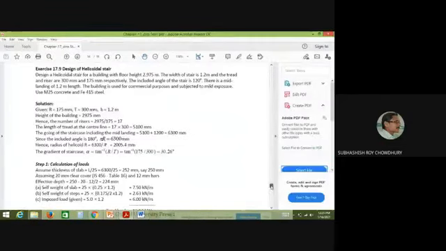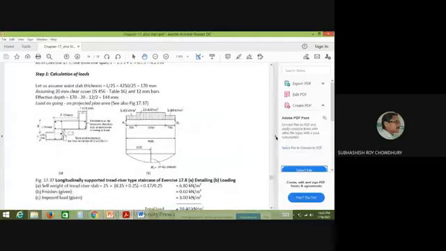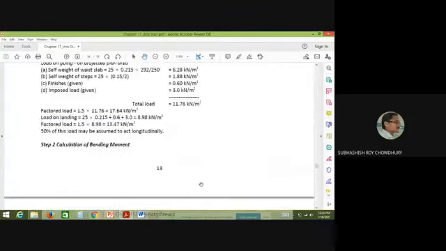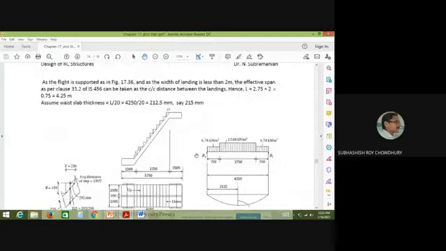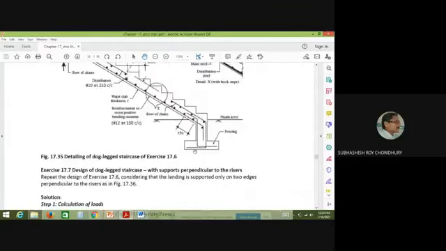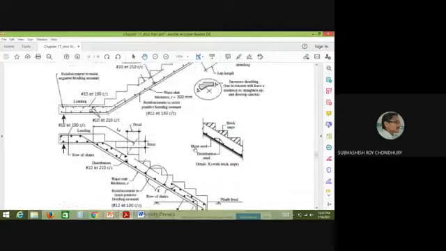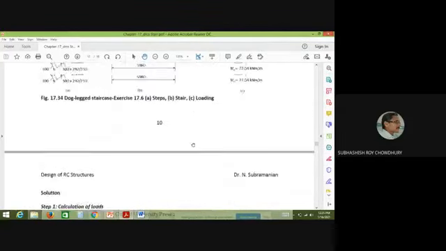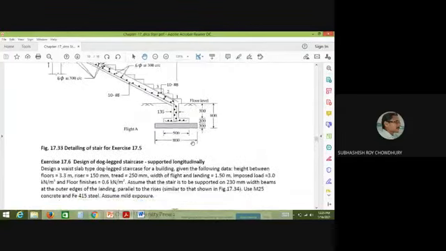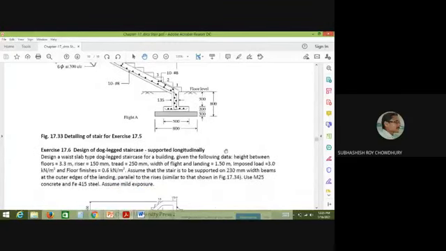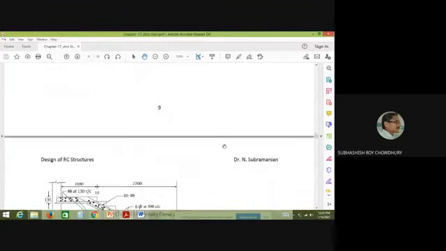Let me show you one numerical example. Okay, this one I will show you.